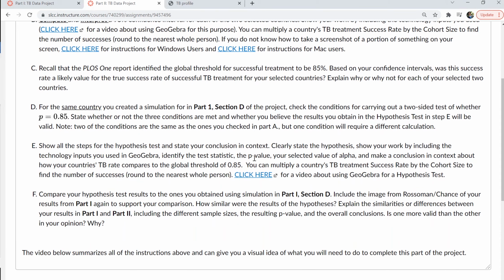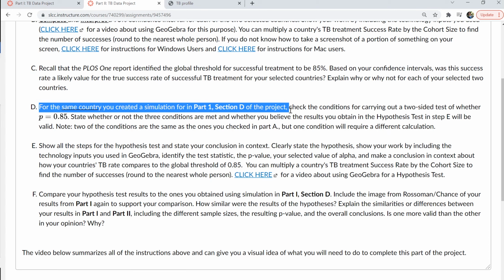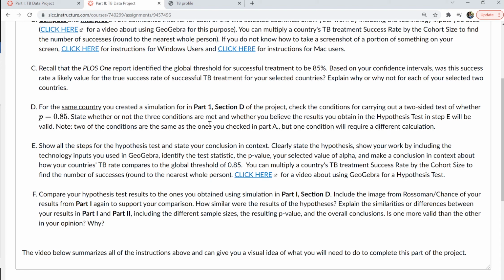For part D of the project, you are going to start to conduct a hypothesis test. But before we do so, we need to check our 3 conditions. So, be sure first that you select the same country that you did in part 1 of the project, where you did a simulation. Make sure you select the same country because we are going to have to compare these tests. Also, the 3 conditions should be similar to the 3 conditions you do for part A for confidence intervals, but keep in mind that when you check successes and failures, you need to make sure you use the null value, 0.85.